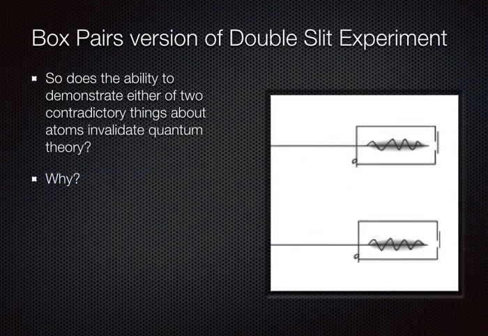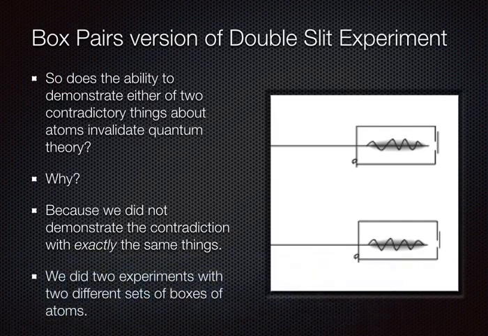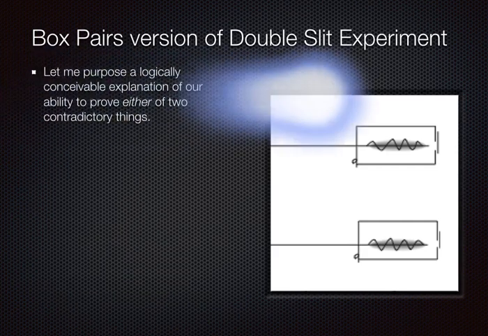But why? Well, because we did not demonstrate the contradiction with exactly the same thing. I didn't show you that the atom was wholly in a box and then use that same box pair to show you it was in both boxes, because the box pair was over. I had to grab a new set of boxes. So there is no contradiction per se. We did two experiments with two different sets of boxes of atoms.